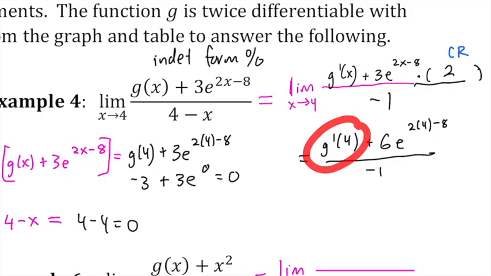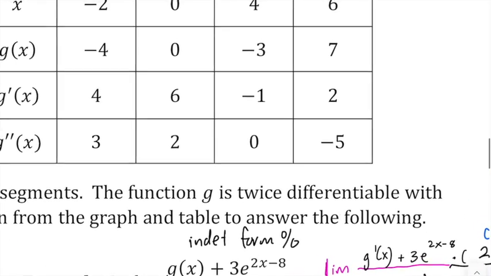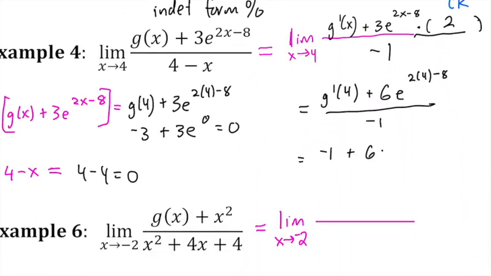So g prime of 4 is going to be negative 1. And then 2 times 4, 8, minus 8 is 0. So this is e to the 0, which is just 1, over negative 1. So on the top, we're going to get 5, and then divided by negative 1. So we get negative 5.